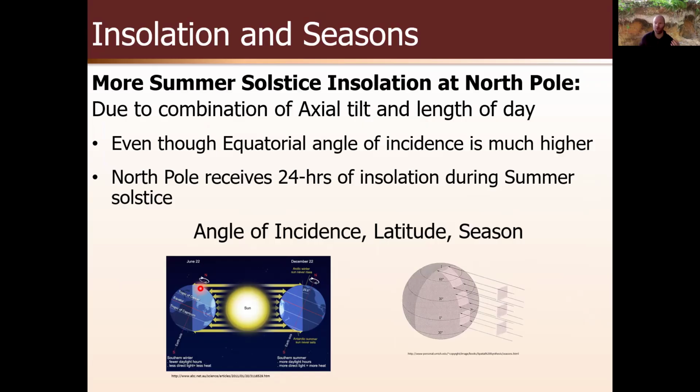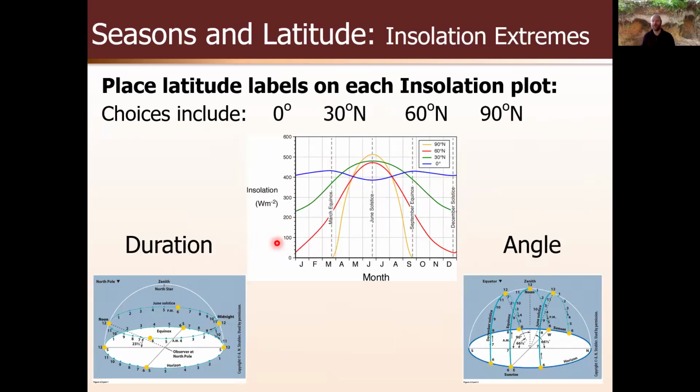And so if you quantify that radiation across a 24-hour period, the North Pole receives more radiation over a 24-hour period than the equator on the summer solstice. Pretty cool. Again, this is combining angle as well as duration. So that's where we have our seasons. And we did previously look at this figure where we're combining duration and angle.